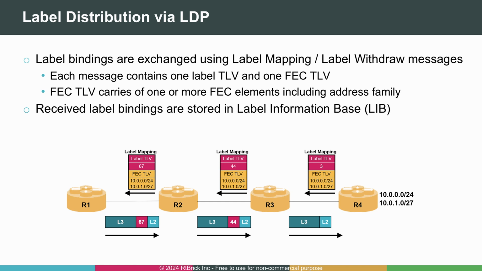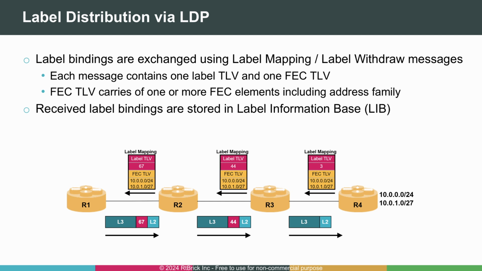R1 is the ingress LSR for this LSP. When R1 receives an IP packet, it will perform an IP address lookup which results in pushing label 67 to the packet and forwarding it to R2. R2 will not perform an IP lookup, but only a lookup on the topmost label, which results in swapping label 67 with label 44 and forwarding the packet to LSR R3.